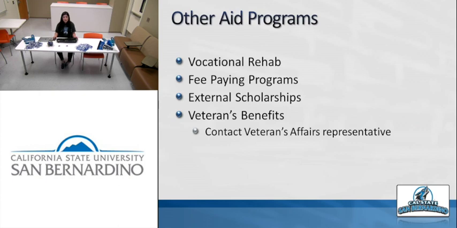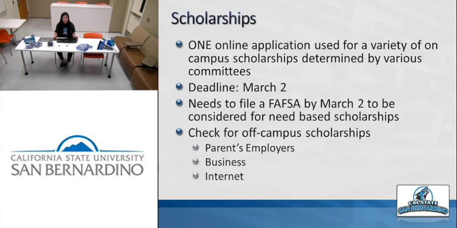Other types of programs. We do take other types of programs such as vocational rehab, external scholarships, veterans benefits, and other fee-paying programs. So if you're an employer, or if your parent works for Cal State, then you could be eligible for a fee waiver, which you would have to contact their human resources office to determine whether or not they offer something for our campus, and we would be able to accept those funds here. So those are also other aid programs that you could potentially be eligible for.